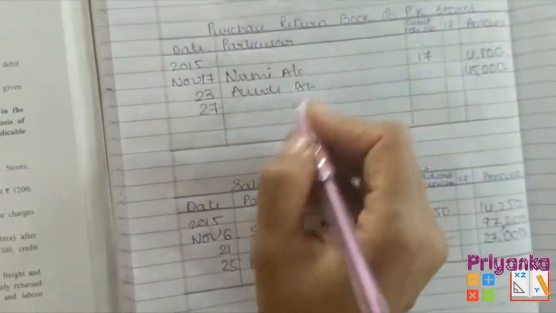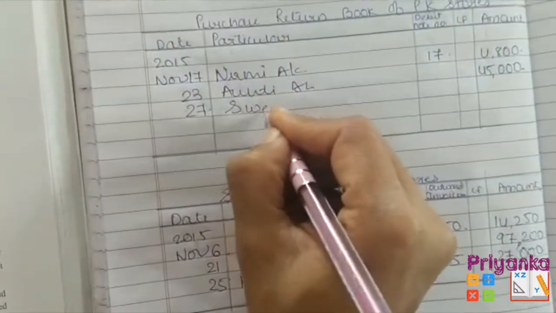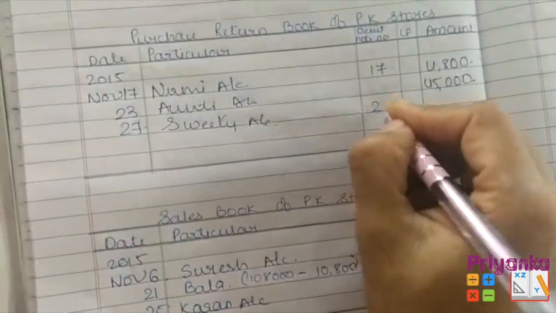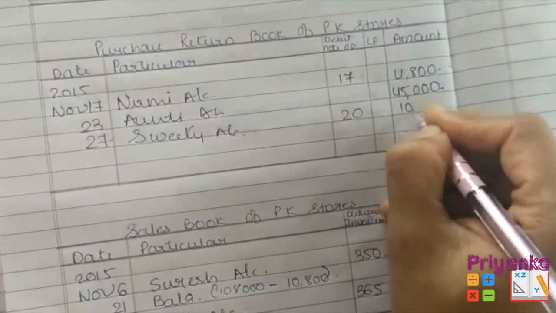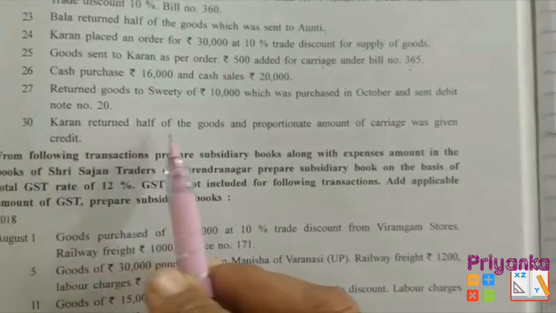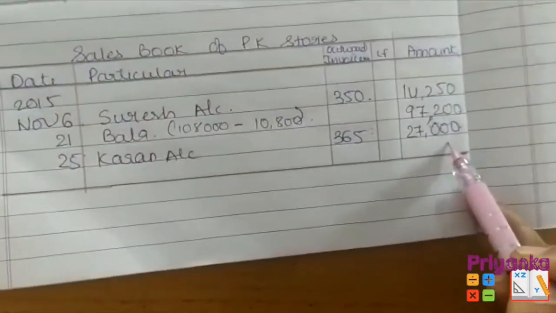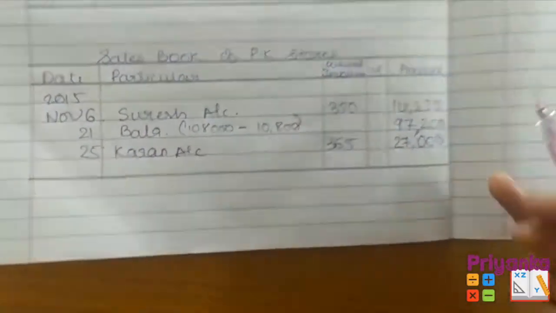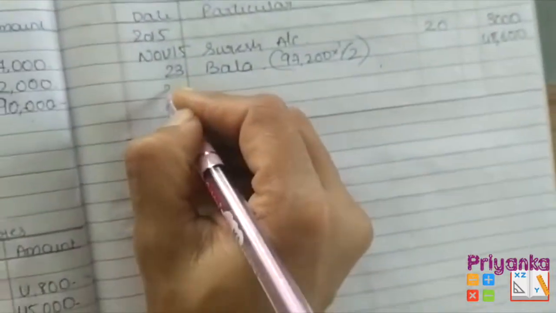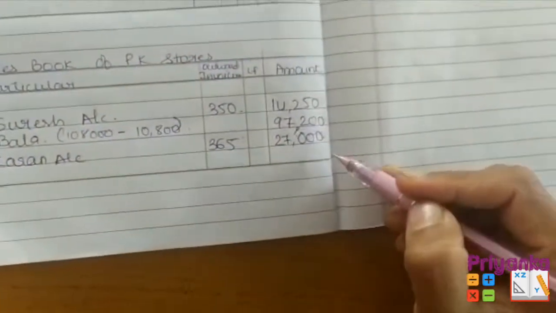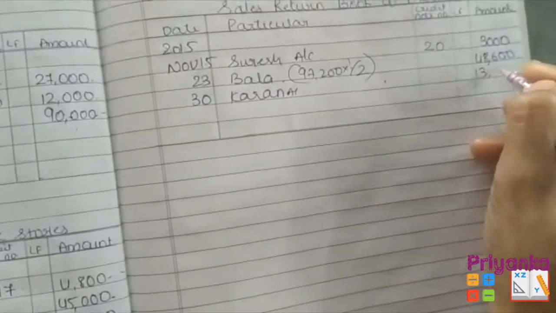Just write down in the purchase returns book the name Sweetie account, with the debit note number 20 and the amount 10,000. Moving to the next, 30: Kamal returned half of the goods and a proportionate amount of carriage was given credit. Kamal was sold goods worth 27,000, which is returned on the date 30. If you take half of 27,000, you will get 13,500.